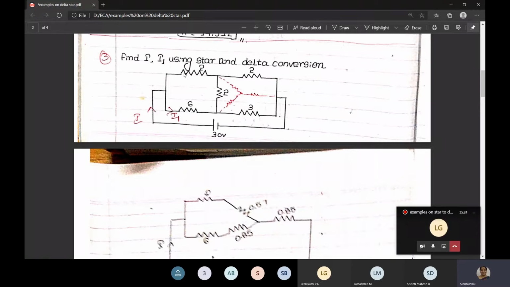You can see here there is 2, 2 and 6. Okay, here 2, 2 and 3. Two deltas are there. One is 2, 2 and 6. One is 2, 2 and 3. Two deltas. We have star also. 2, 2, 2, it is star. 6, 2 and 3, that is also one star. So we have 4 ways of doing this problem. Whichever is convenient for you, you can go with.